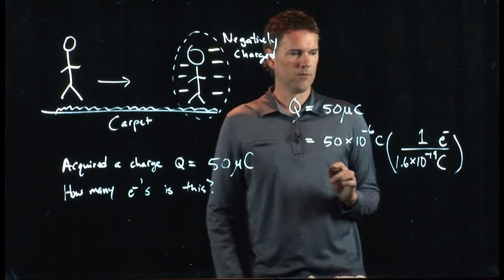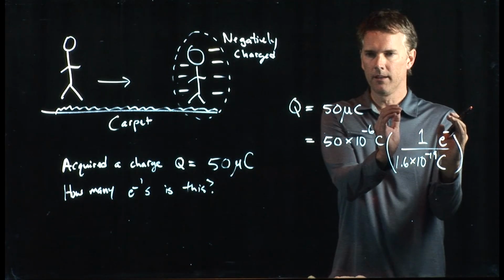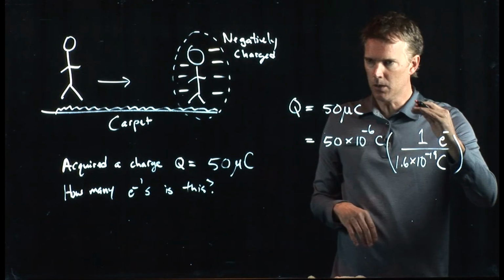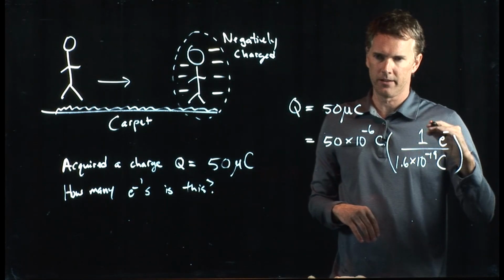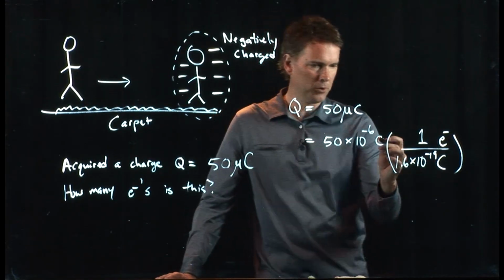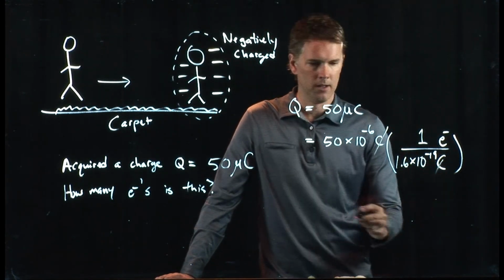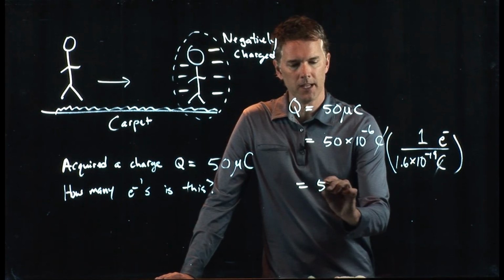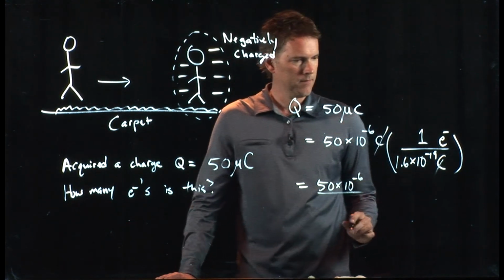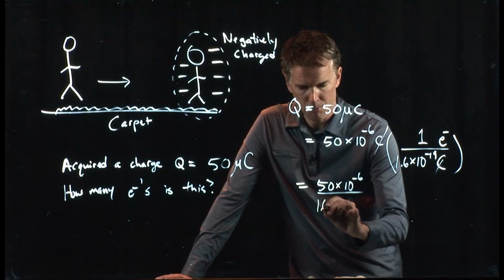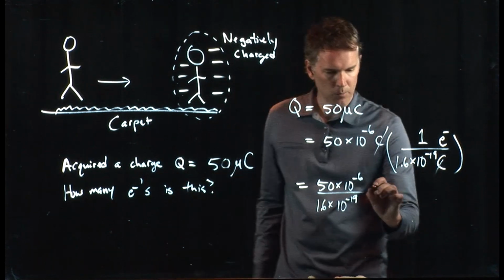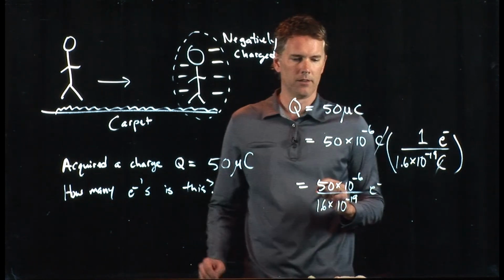So this is really the number 1. It's in some funky units, but it's the number 1. 1 electron equals 1.6 times 10 to the minus 19 coulombs. That's it. And now we just have numbers to multiply. The units here cancel. And we get 50 times 10 to the minus 6 divided by 1.6 times 10 to the minus 19. And we're left with electrons.